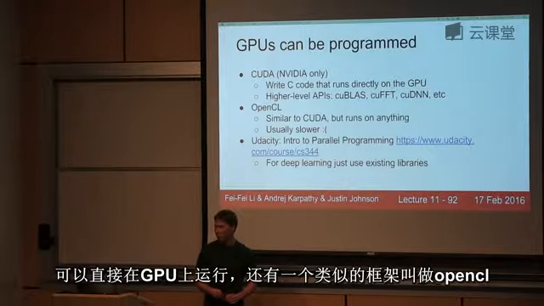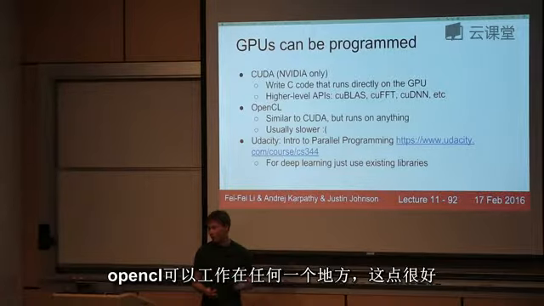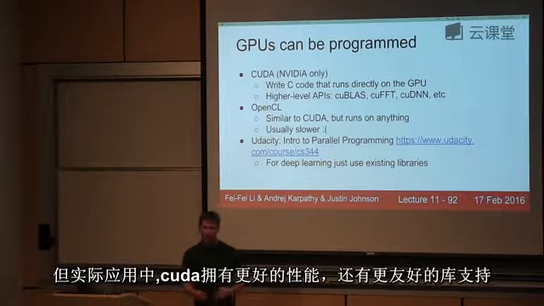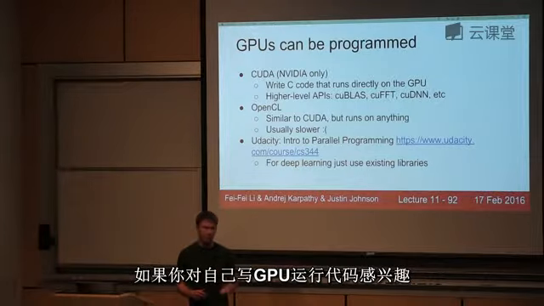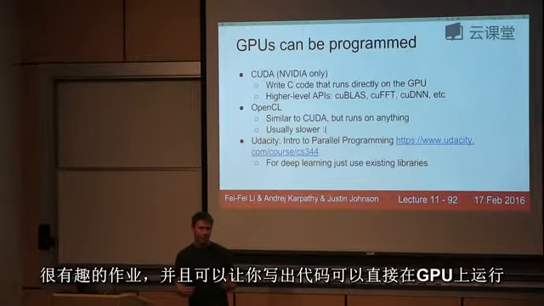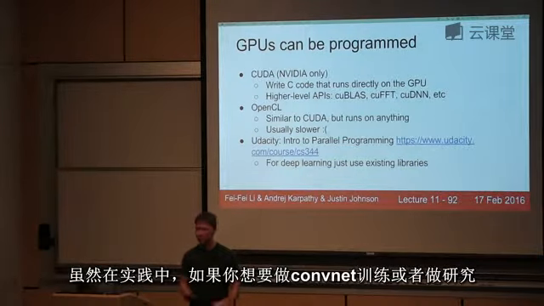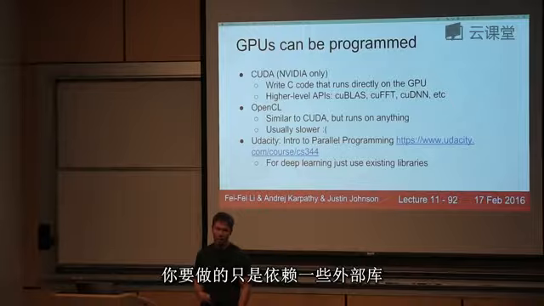And there's a similar framework called OpenCL that works on pretty much any computational platform. Open standards are nice, and it's quite nice that OpenCL works everywhere. But in practice, CUDA tends to be a lot more performant and have a little bit nicer library support. So at least for deep learning, most people use CUDA instead. And if you're interested in learning how to write GPU code yourself, there's a really cool Udacity course. They have fun assignments that let you write code to run things on the GPU. Although in practice, if all you want to do is train ConvNets and do research, you usually end up not having to write any of this code yourself. You just rely on external libraries.